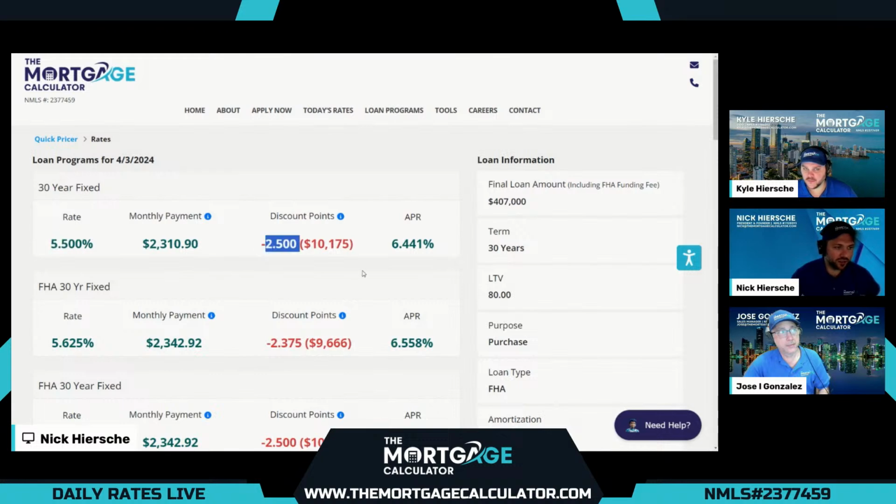So FHA options this morning, and again about the same as yesterday, 5.5 rate, 2.5 discount points and costs, put the final APR at 6.441. So good option here for our customers that qualify for both. FHA is actually a touch cheaper at the moment.